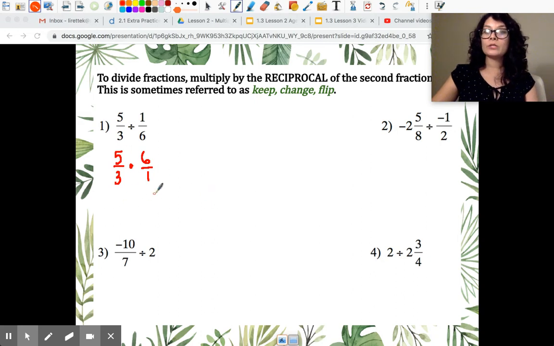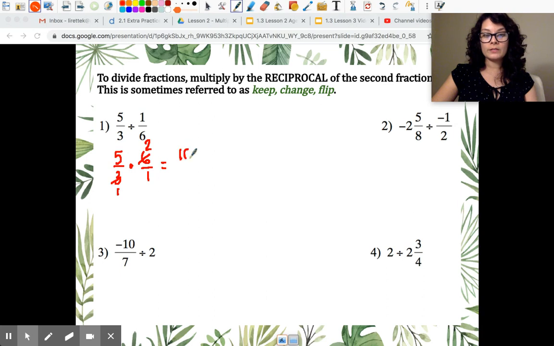Now I'm going to use strategies that I've learned in the previous lesson to look for places to cross cancel or cross reduce. 5 can't reduce with 3 or 1. 6 can't reduce with 1, but it can reduce with 3. I can reduce 3 and 6 both by 3. The 3 turns into a 1, the 6 turns into a 2, and now I can multiply.